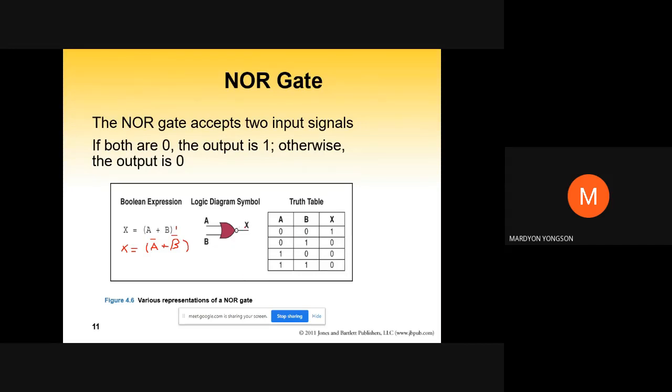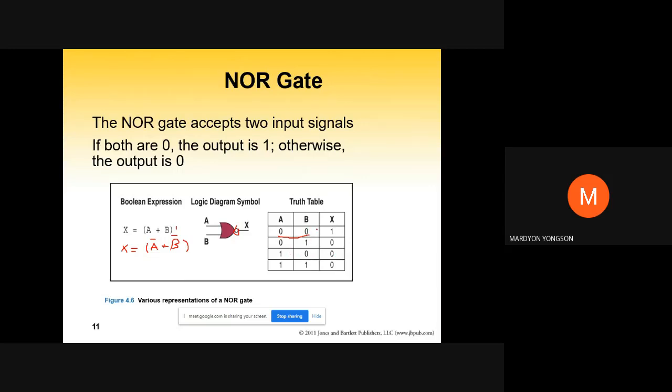And then same, we have this logical diagram symbol with x yung output. Then we have two inputs, A and B. And then we have this NOT to make it NOR gate. And then pag yan, lagay natin siya sa truth table. So sabi, both are 0 and the output is 1. Then otherwise, output is 0.